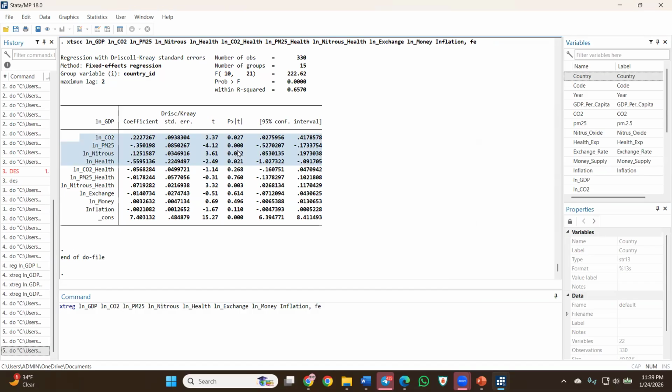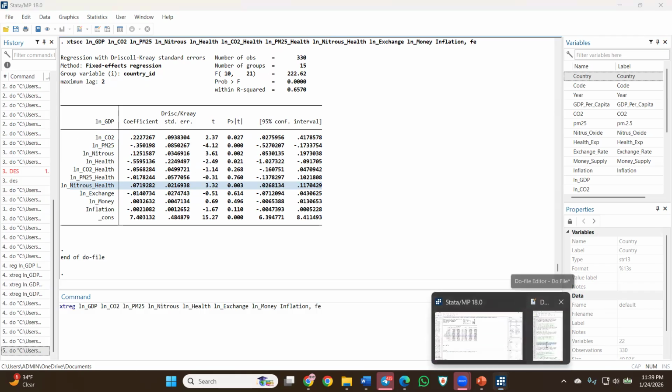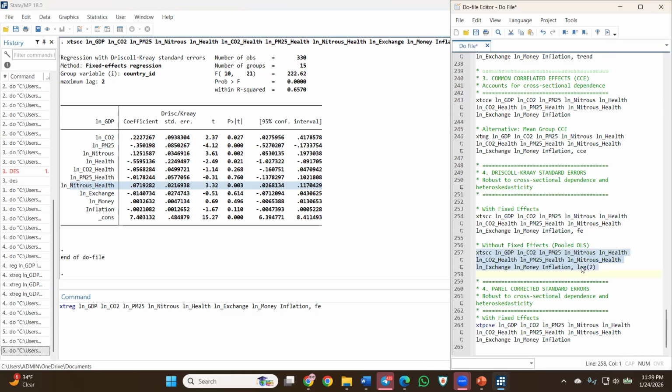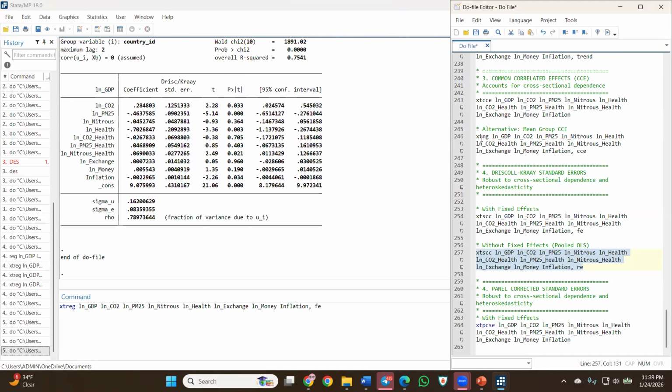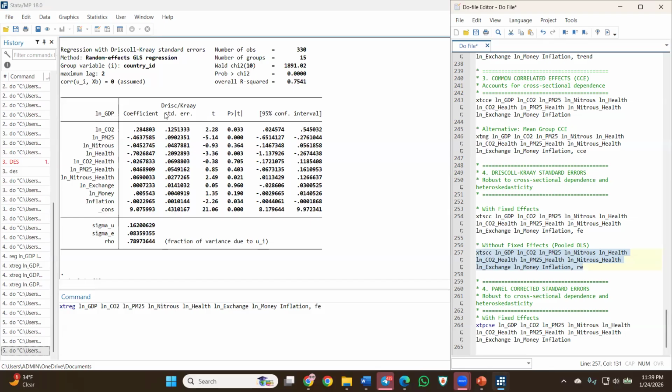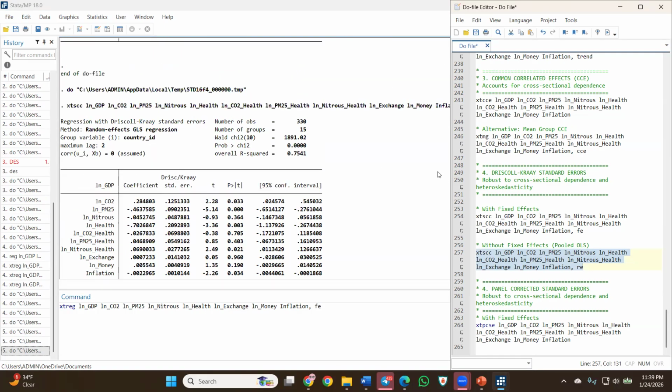And our moderators, only the nitrous oxide and health are significant. And then let's run this, Kraay RE. So all these are different models, and they all come with different results. And we have a point at which you have to use both. So as I said, based on our results, you can use this Discoll-Kraay for your main estimate, and then you use maybe the FE and then the RE for your robustness.